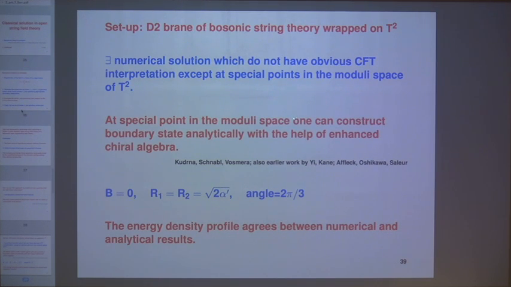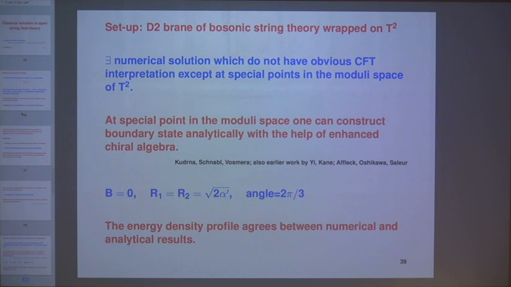At a special point in the moduli space of T2, which is given here, one can construct a boundary state analytically with the help of enhanced chiral algebra. So at this point there is an enhanced chiral algebra, and one can impose new boundary conditions which are not the standard D-brane boundary conditions of imposing Neumann or Dirichlet boundary condition on the coordinates. And when they looked at this analytic solution at the special point and compared with their solution, they find that the energy density profile agrees between the numerical and analytical results. But of course, they can find their solution away from the special point, where there is no obvious interpretation of what these boundary conformal field theories are doing.